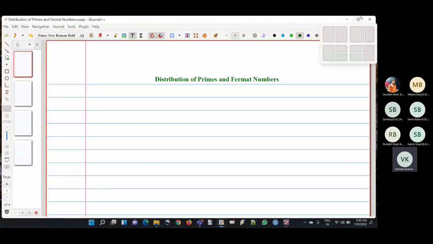Last lecture, we talked about distribution of primes a little bit. Today we are going to discuss some more results on it, that is, how we can estimate a prime.